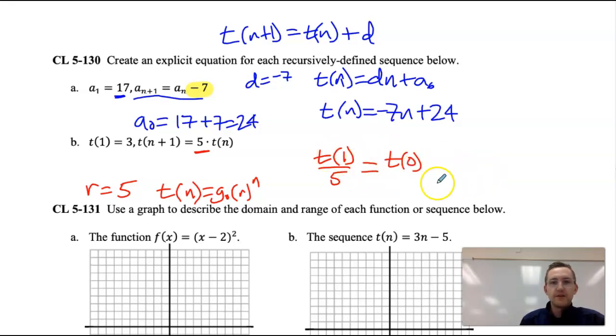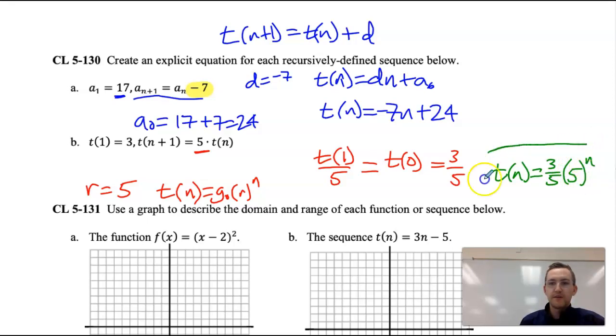So t of 1 is 3, divide that by 5, just means that t of 0 is 3 over 5. So if we plug both of the things in that we know, we can say our final equation for this one is t of n equals 3/5 times 5 all to the n power. Perfect.